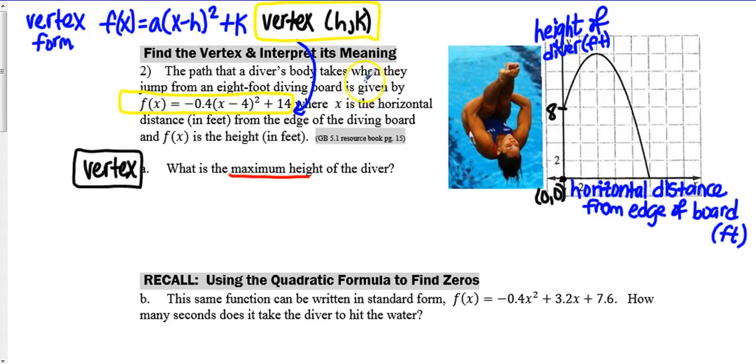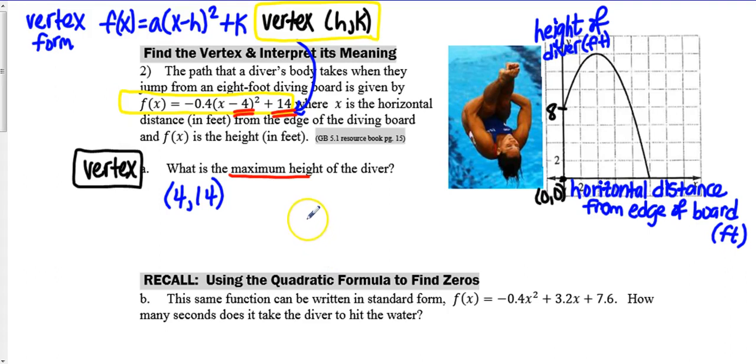So with vertex form, if we know what to look for, we actually get the vertex for free. Looking for h. What do you say h is? If we're thinking 4, I agree, there's h. And what's k? I see plus k on the outside, 14. So my vertex is 4, 14.